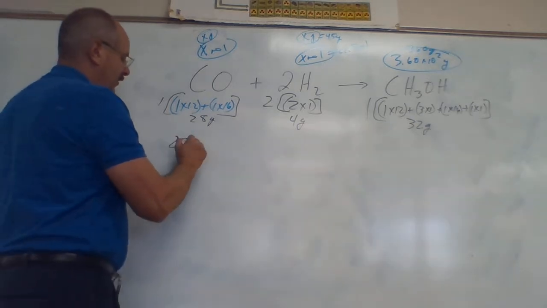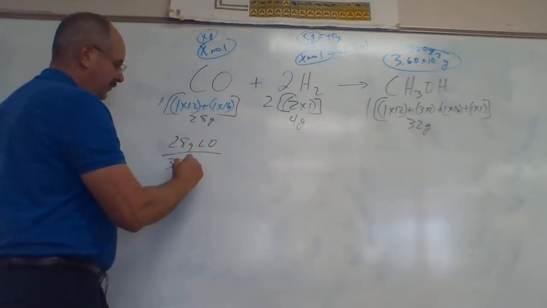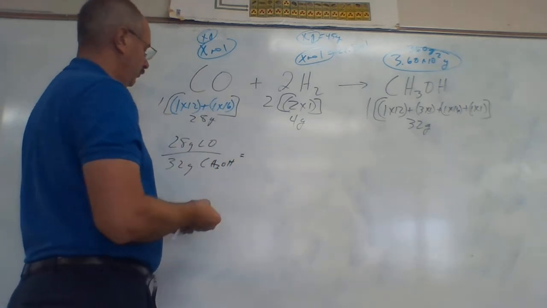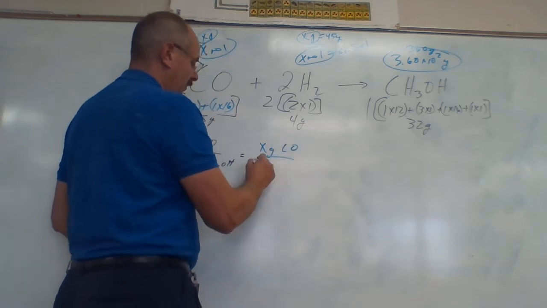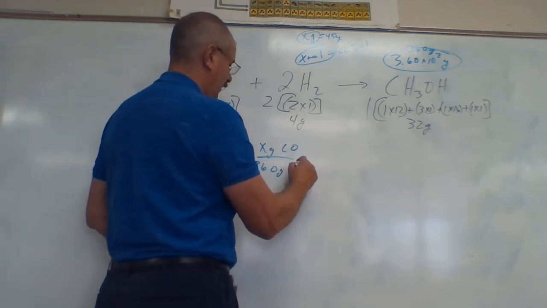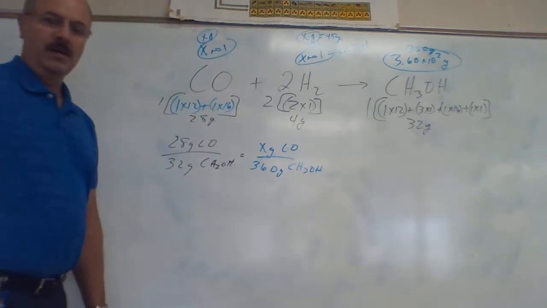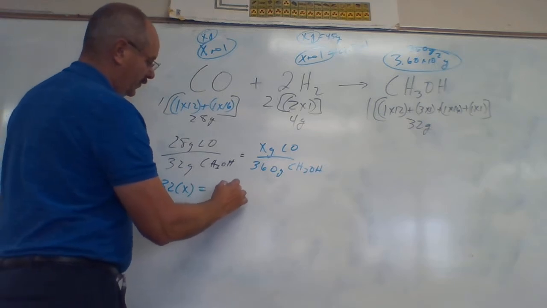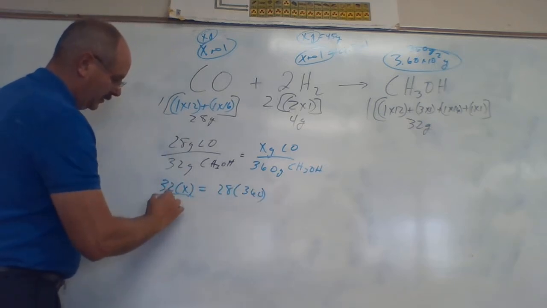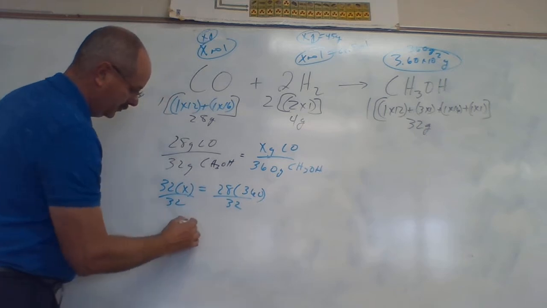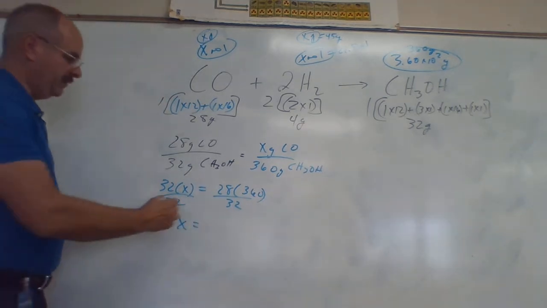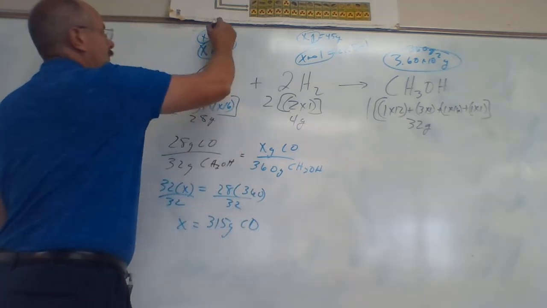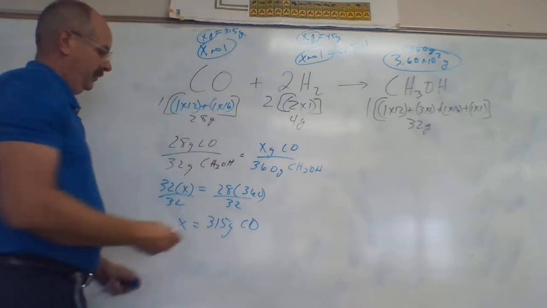So I'm going to set up 28 grams of CO will give me 32 grams of CH3OH equals, I want to know X grams of CO per 360 grams of CH3OH. So from there, cross multiply X times 32 equals 28 times 360. Divide by 32, divide by 32. And X ends up equaling 315 grams of CO. So we know that this is 315 grams.